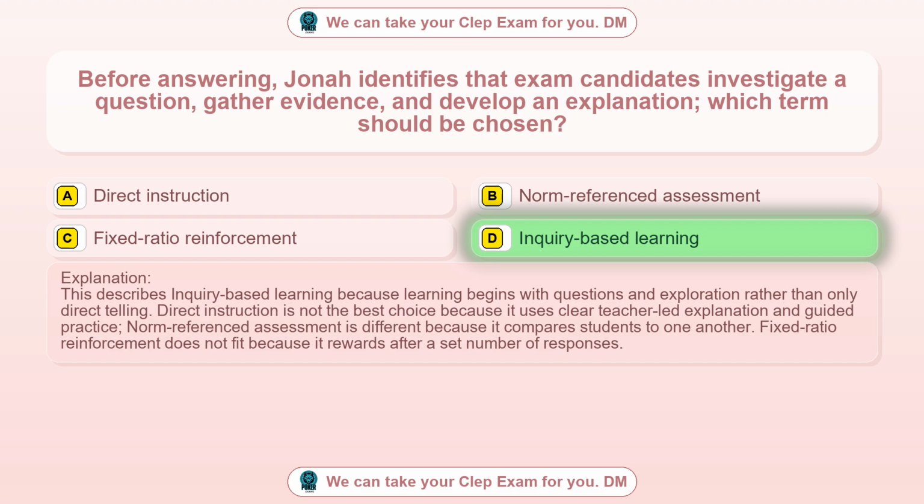This describes inquiry-based learning because learning begins with questions and exploration rather than only direct telling. Direct instruction is not the best choice because it uses clear teacher-led explanation and guided practice. Norm-referenced assessment is different because it compares students to one another. Fixed ratio reinforcement does not fit because it rewards after a set number of responses.